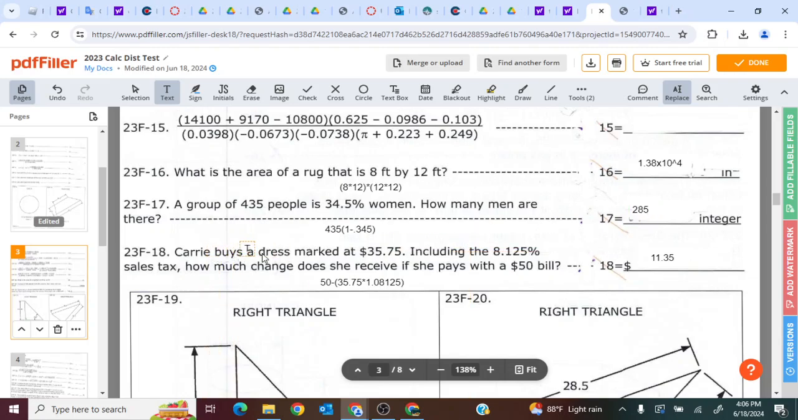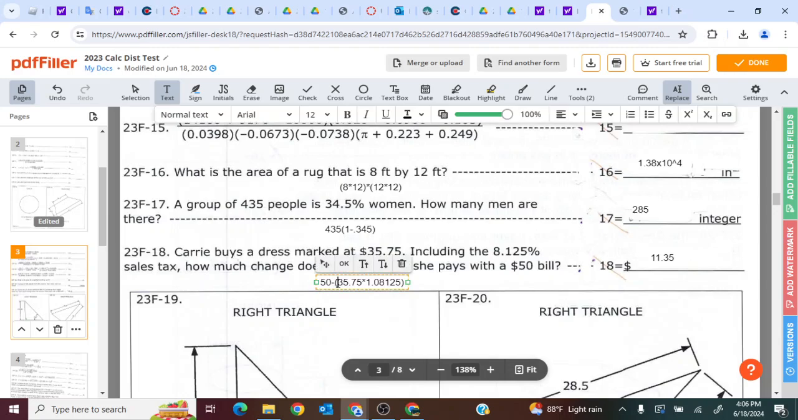18. Carrie buys a dress marked at that much, including the sales tax. How much change does she receive with $50? Well, she pays with $50. The total cost of the dress is going to be the original price multiplied by 1 plus the tax, because the sales tax is 0.08125 times 35.75, and that's added on to 35.75. You subtract that from 50, and you get $11.35.